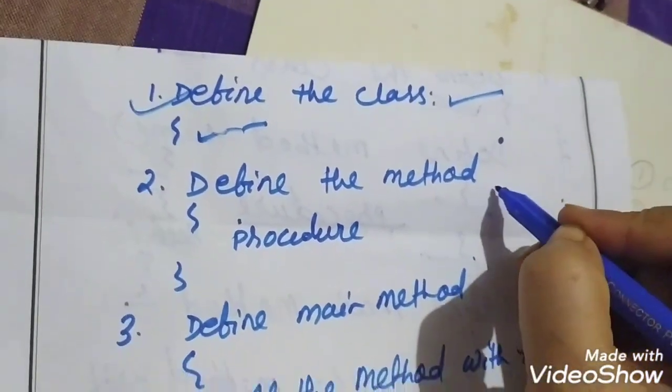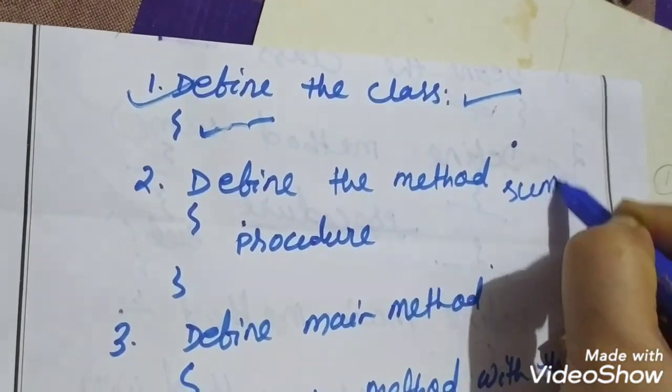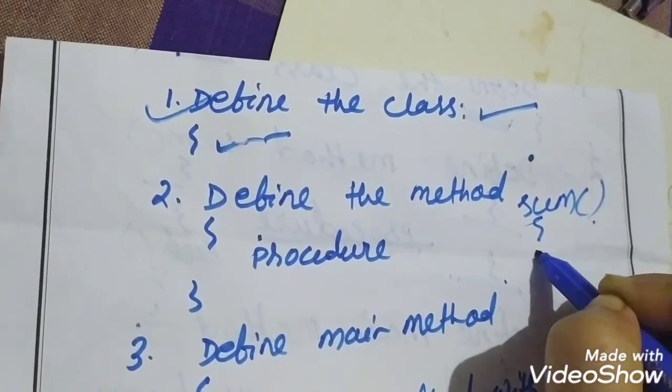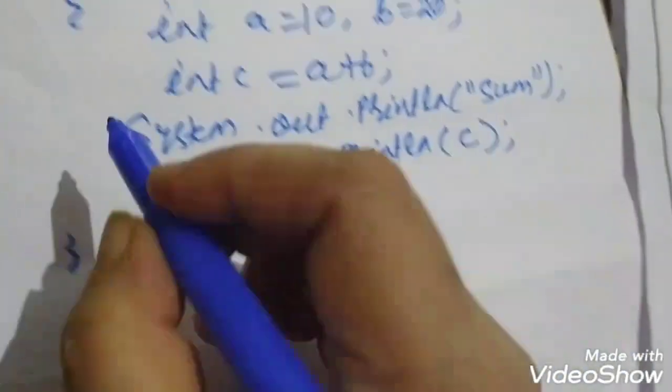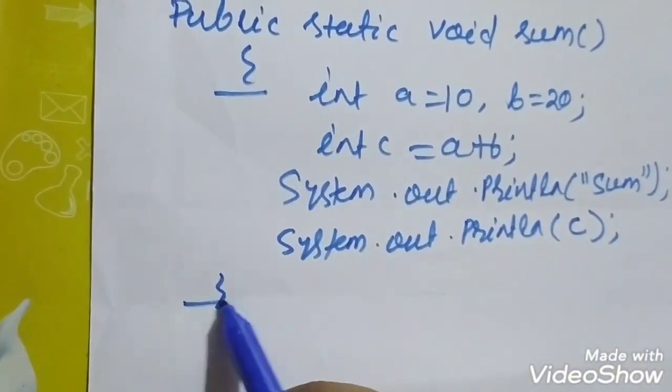Okay, now comes to here, define the method. So first I have to write the what? The sum method. Okay, and it will be completed. All the procedure I have written, it is completed. Now this is the opening braces, this is the closing braces.